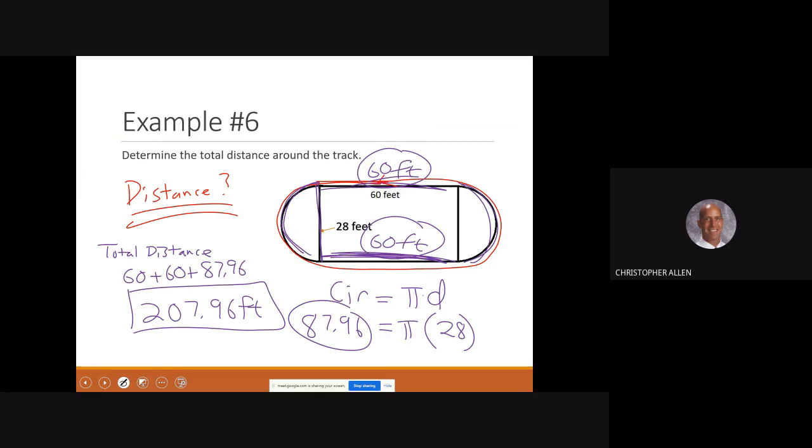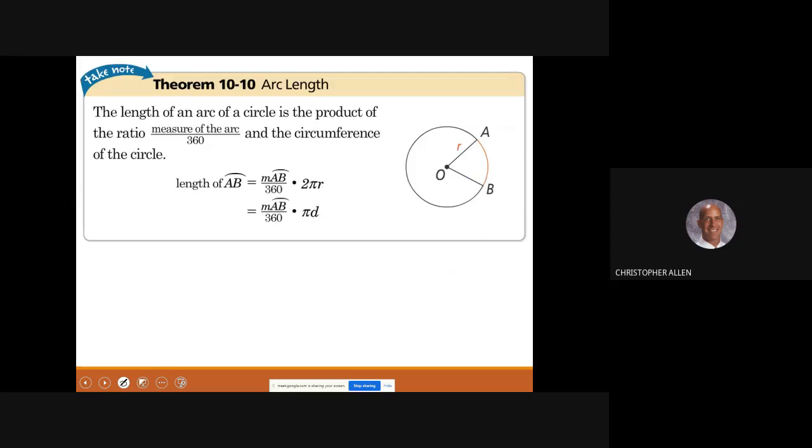Comments or questions on that one? So again, what we did is I took this 60 plus this 60, but then I had to get that whole circle circumference, which is pi times diameter.